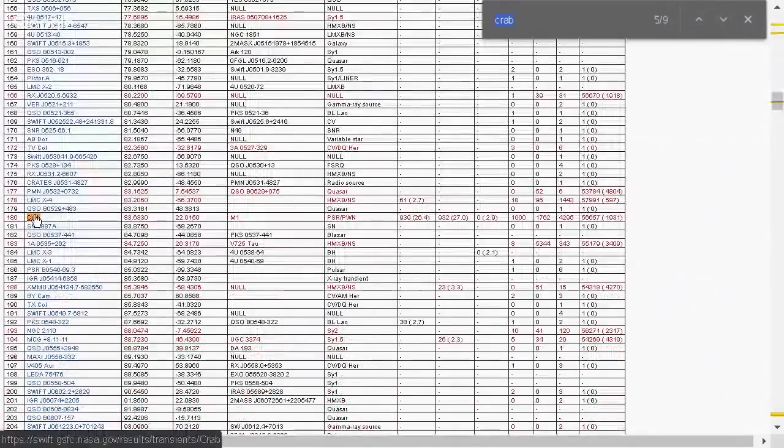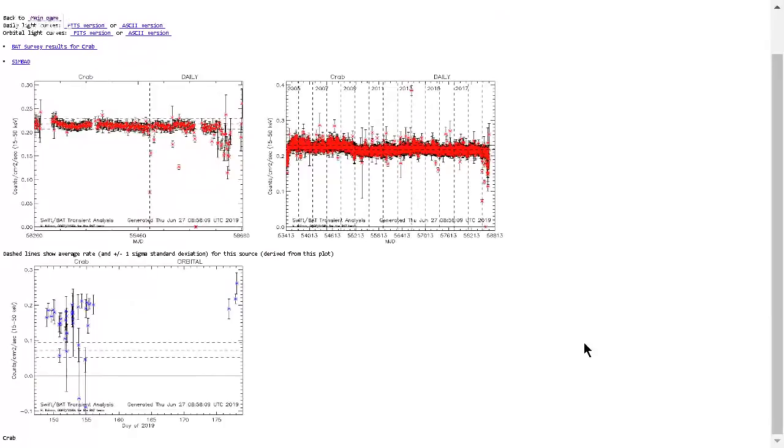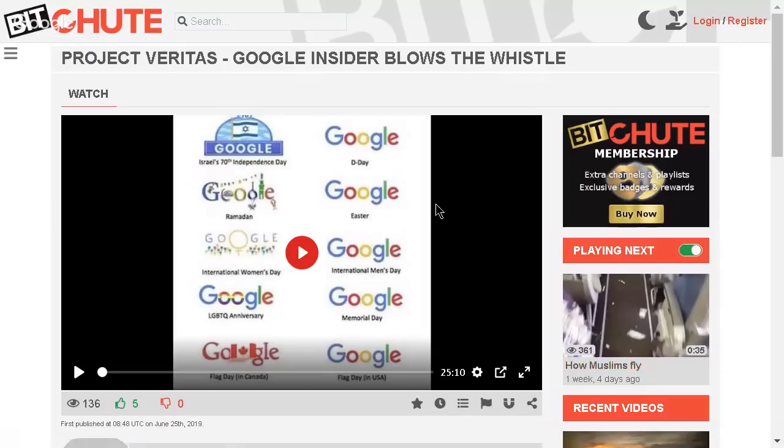And number 180 is M1, Messier object number 1, the Crab Nebula, a super powerful source of X-rays. If you want to follow the transients from it, well, there they are. They've just shut off entirely and then turned back on to a relatively high energy state. I would note the highest energy state ever measured, according to this, was right around New Year 2014. Check it out. Anyway, links to that in the description also.